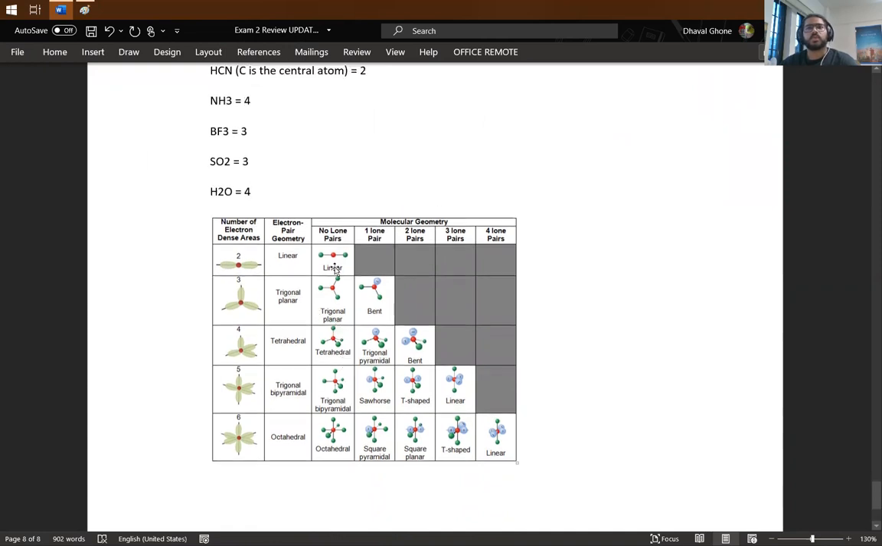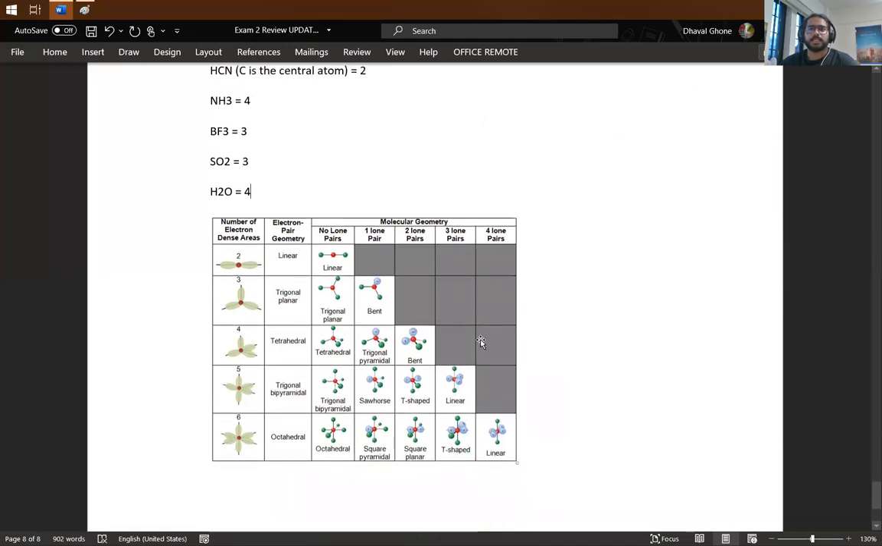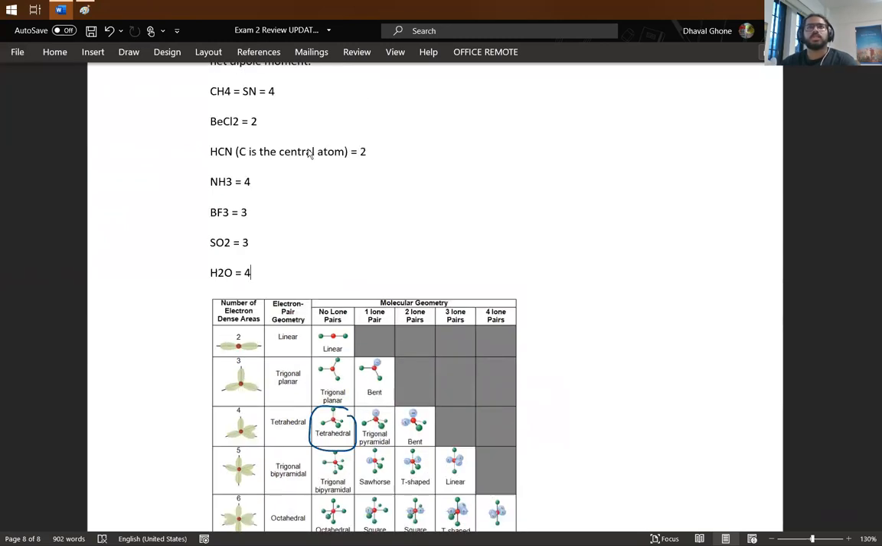Okay, so first one, we have CH4 with SN of 4. Now SN 4 lies in this row. Depending on how many lone pairs you have, your molecular shape will change. CH4 has 0 lone pairs, all 4 are bonding groups, so CH4 falls under this group, tetrahedral. So CH4 would have an electron arrangement of tetrahedral and a molecular shape also of tetrahedral.